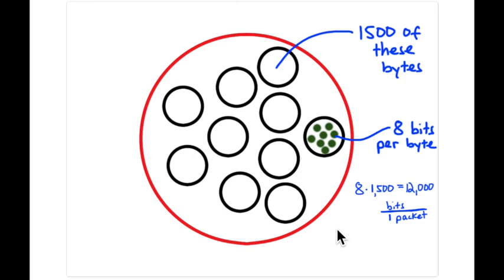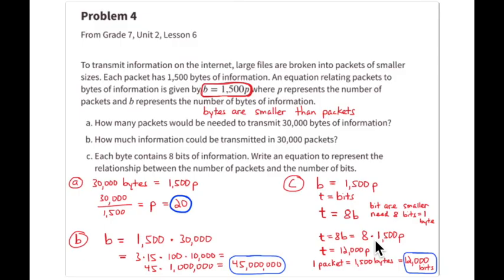So the number of bits is going to equal 12,000 times the number of packets. So back to this equation, the number of bits equals 12,000 times the number of packets. There's a whole lot of bits in one packet.